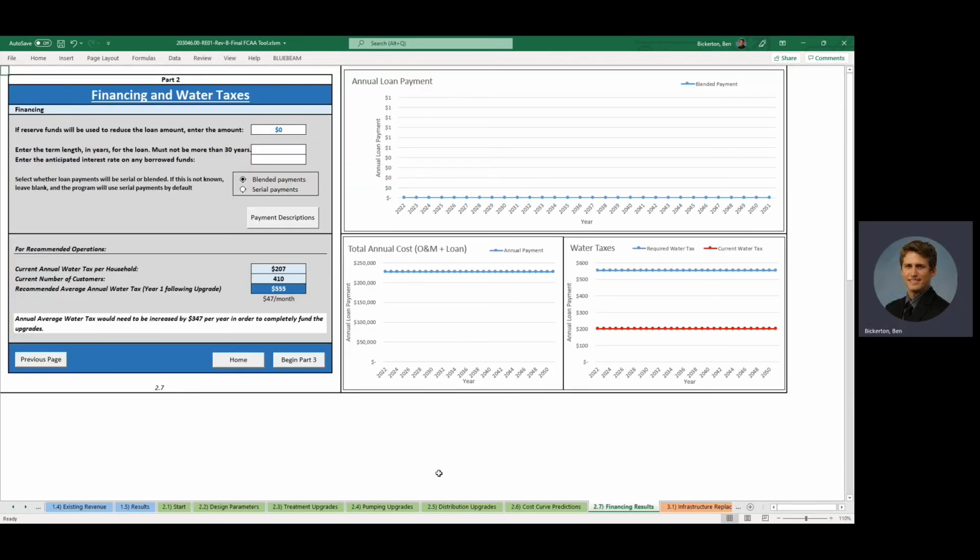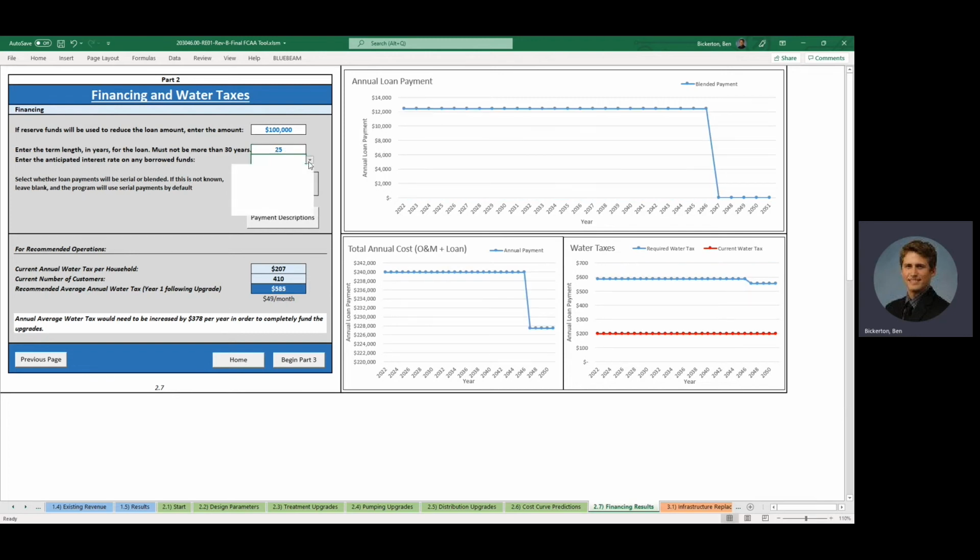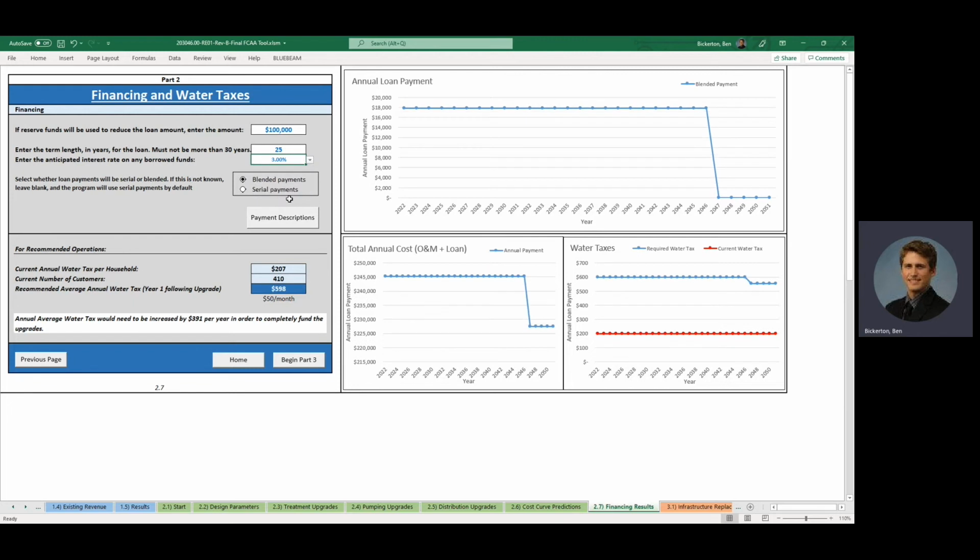The next page of the tool provides the financing results. So on this page, we can insert a value here for reserve funds that are going to be used to reduce a loan amount, a loan being taken out for the community portion of financing for the upgrades. And so we could say that there's, say, a $100,000 reserve amount that's going to be applied towards the community portion of the project costs. And for the remainder of the project costs, the community will take out a loan over, say, 25 years at 3% interest rate.